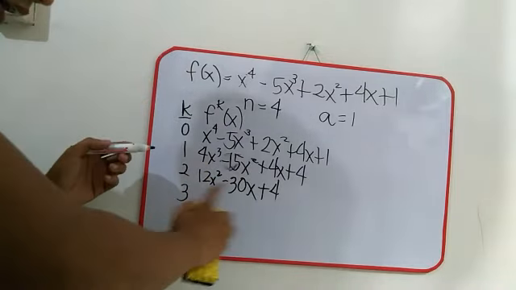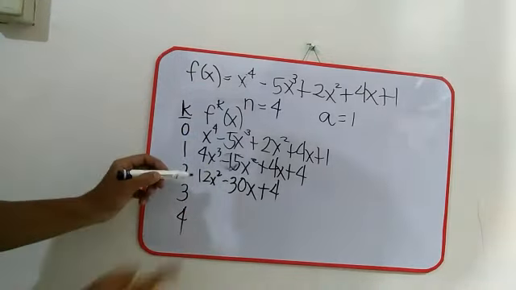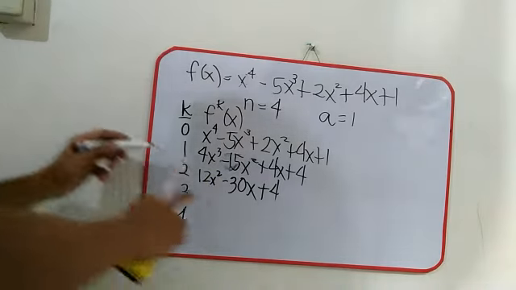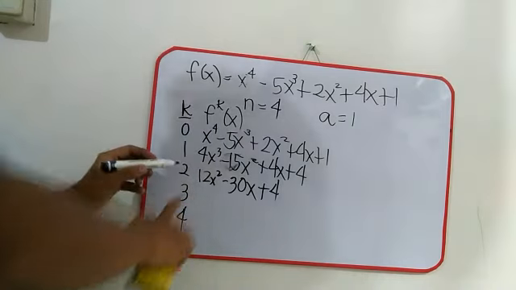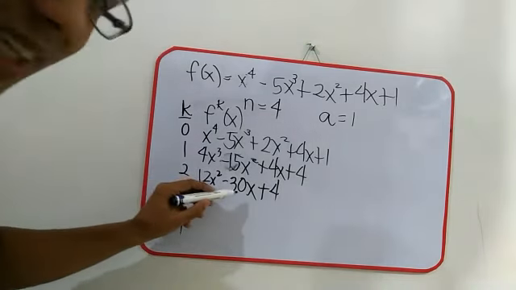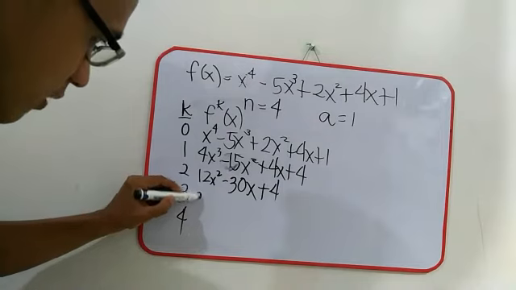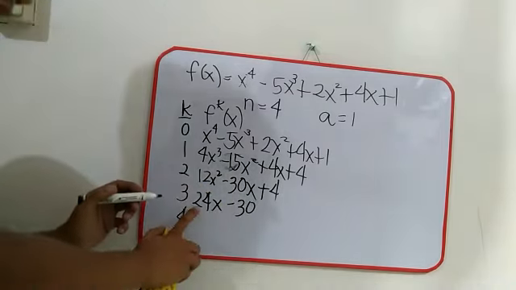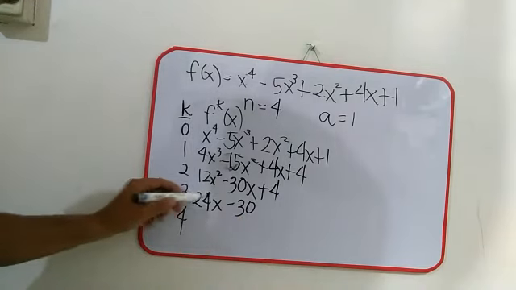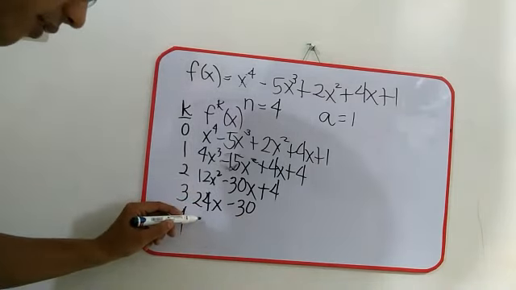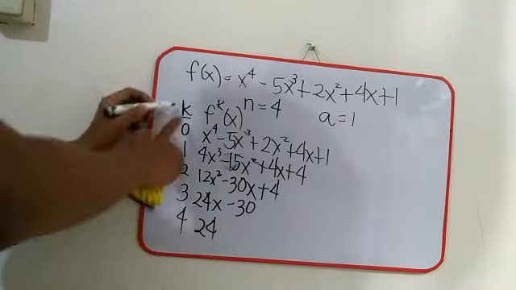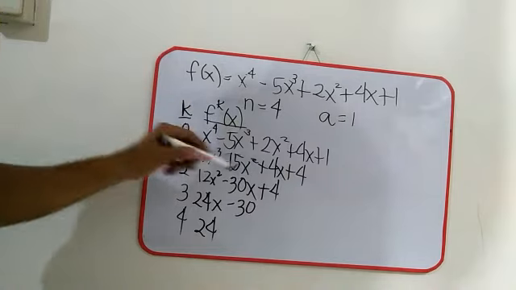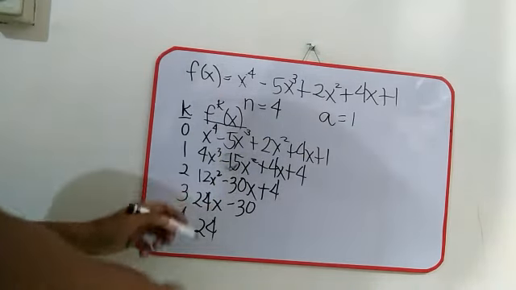Now we need to find the derivative of this polynomial function if k is equal to 3. So we find the derivative of 12x squared minus 30x plus 4, and that is 24x minus 30. And the derivative of 24x minus 30 is equal to 24. So we just need to find the derivative of each function.